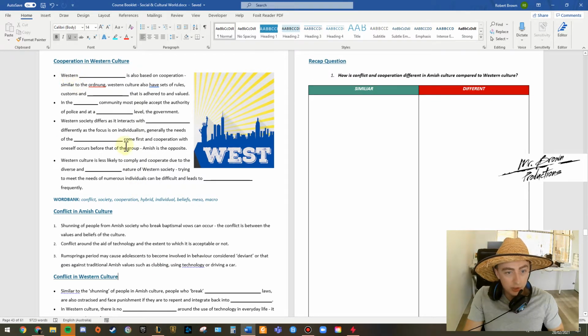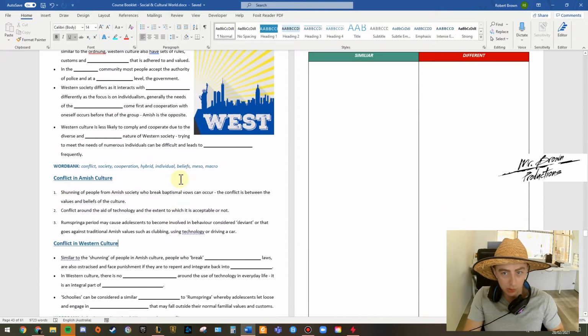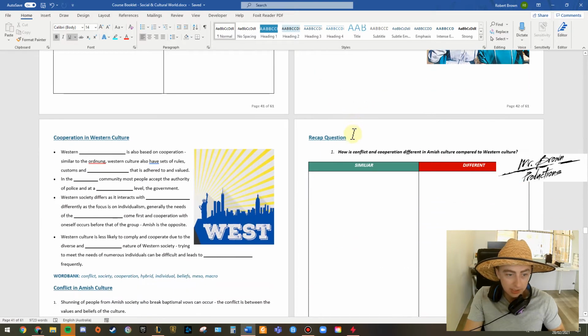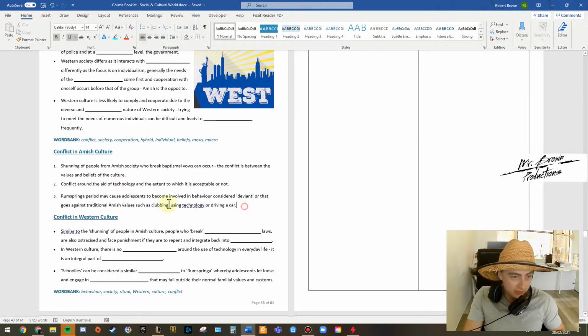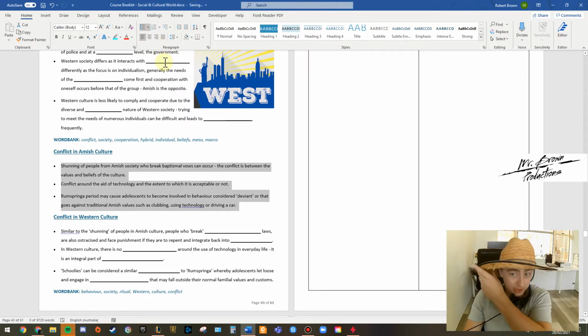So, cooperation in Western culture, I'll get you guys to do that. We'll run through that on Friday. Now, looking at conflict in Amish culture, we've looked at cooperation. Now, conflict can be very different. That shouldn't be 1, 2, 3. That should be dot points. Oops. Another little typo there for your books.